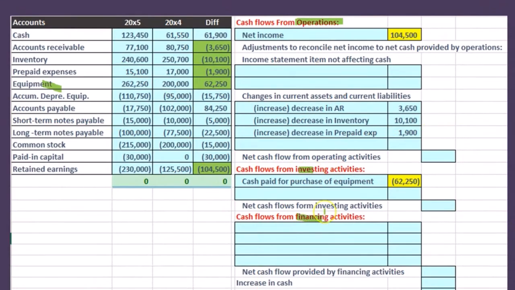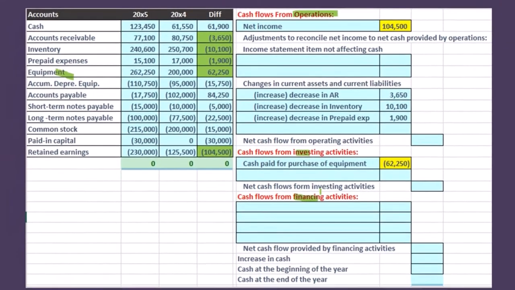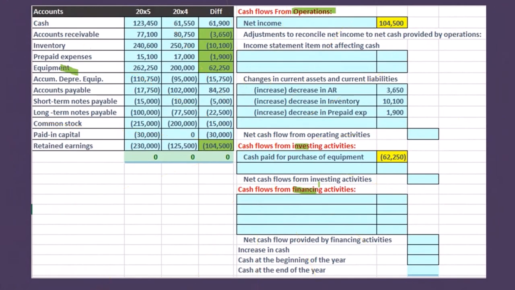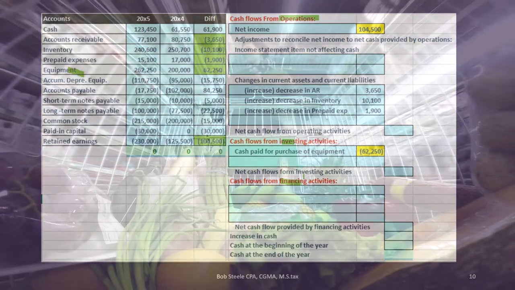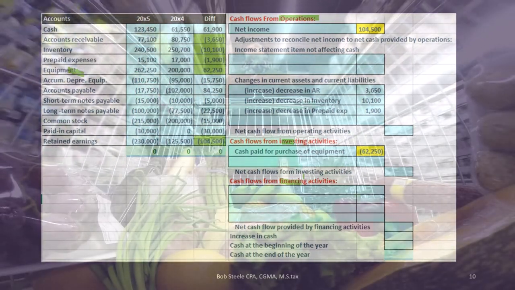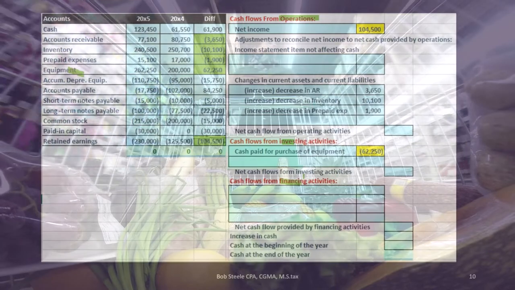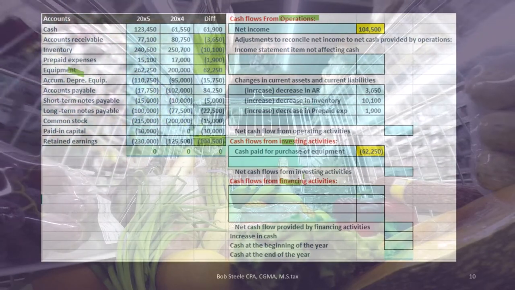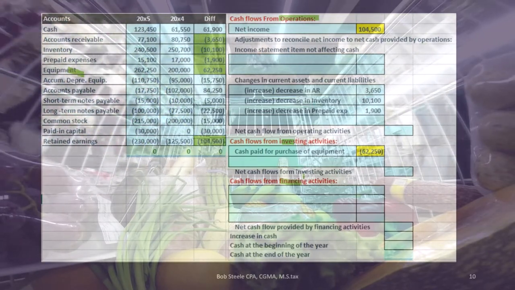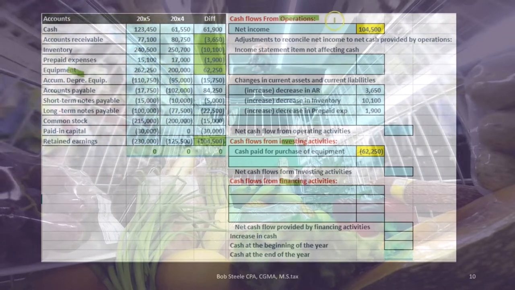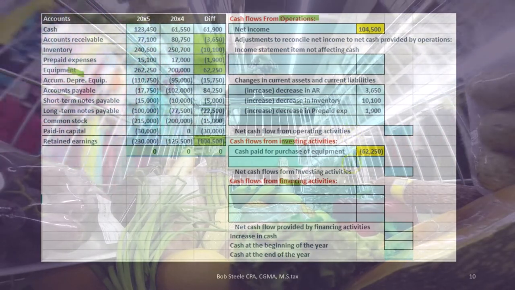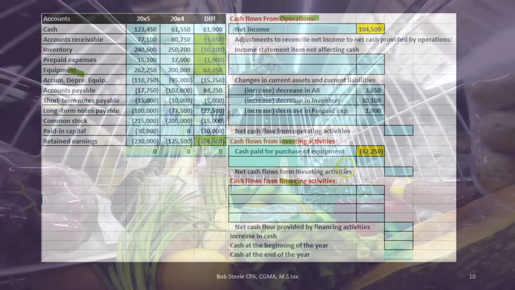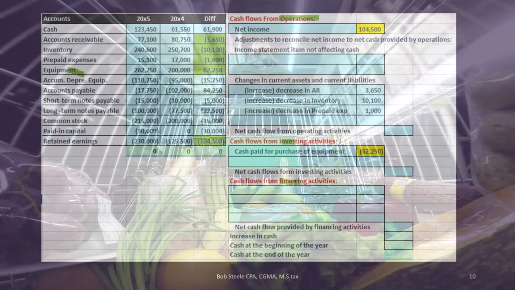And in this case, if we think about equipment, when we buy equipment, what's the effect on the journal entry? Well, if we bought equipment, then we're going to debit equipment and we're going to credit cash or some kind of loan, whatever we bought it for. Neither of those accounts, no matter what they are, is an income statement account. And therefore, since the operating activity has to do with the income statement, it's not going to be operating. So then we have investing or financing left over. And it's actually investing.